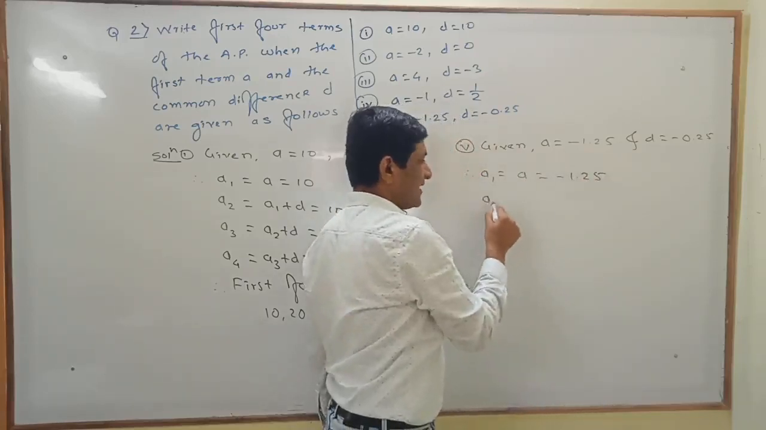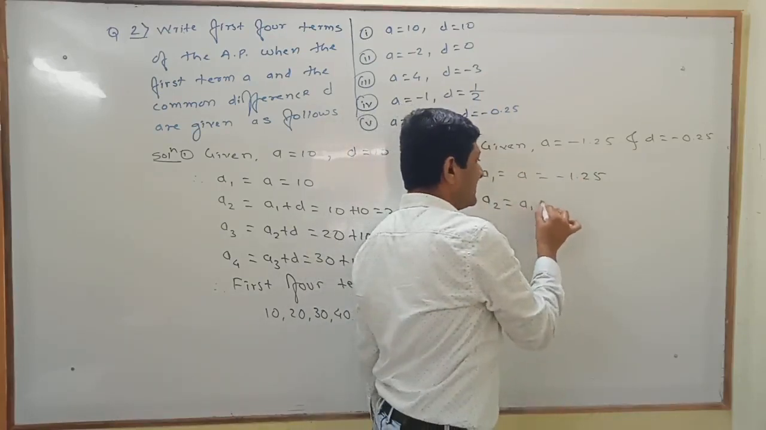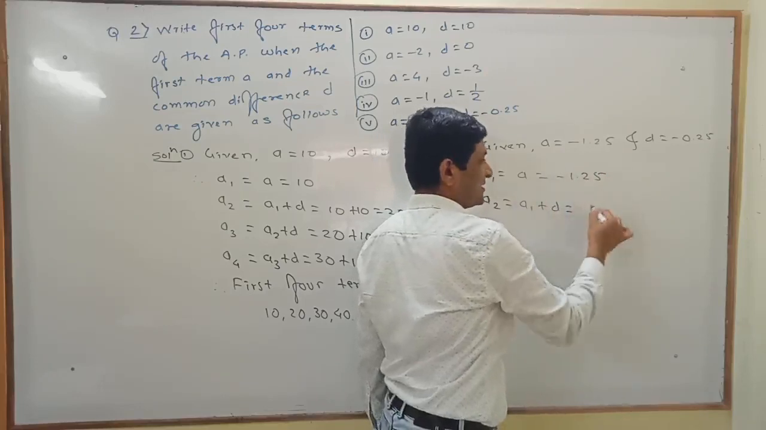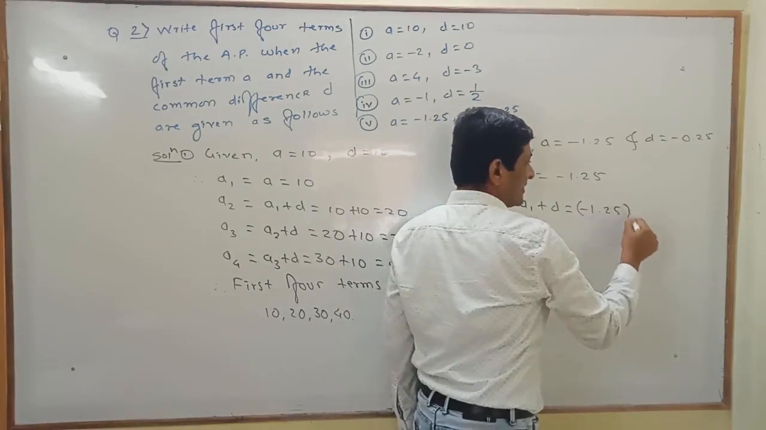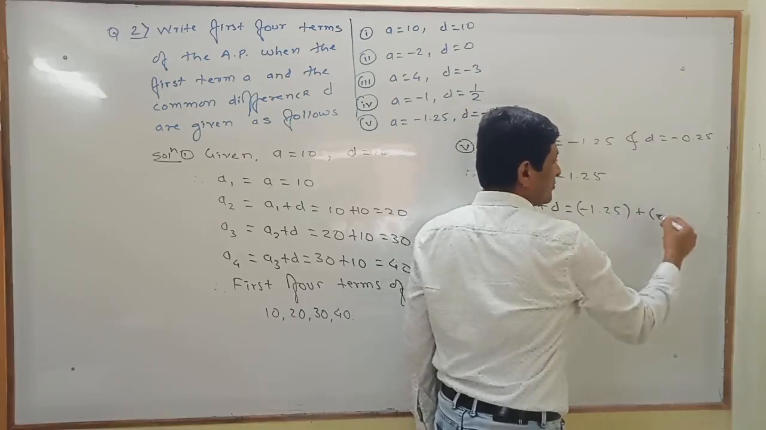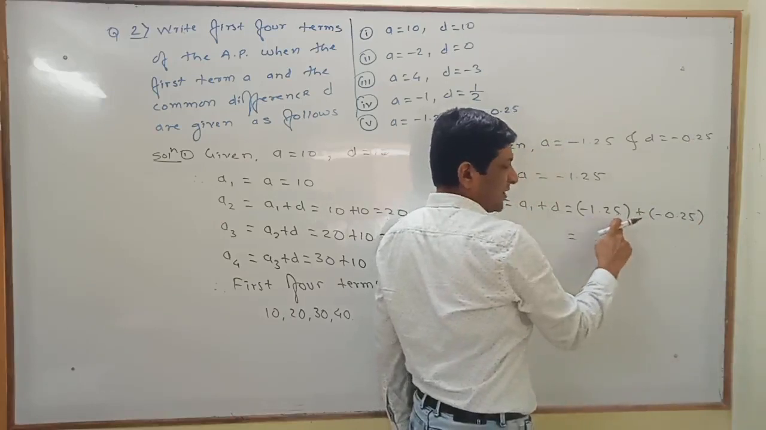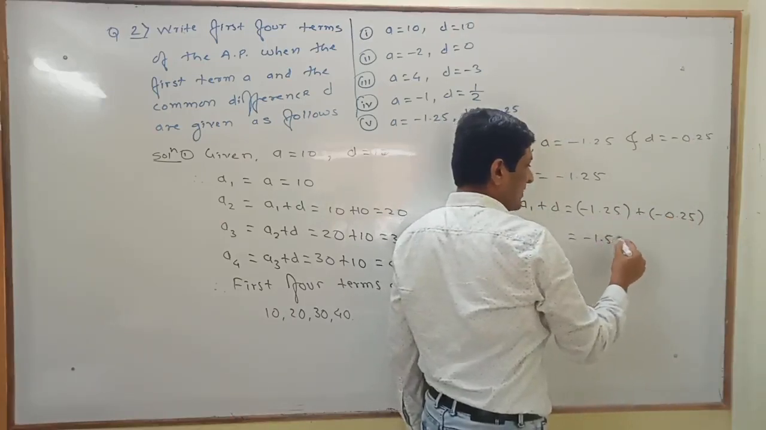Now we are trying to find A2. To find the second term, add D to the first term: A1 plus D. Substitute the values. A1 is equal to minus 1.25 plus D is equal to minus 0.25. So what will be the addition? Minus 1.25 minus 0.25 will be equal to minus 1.5.